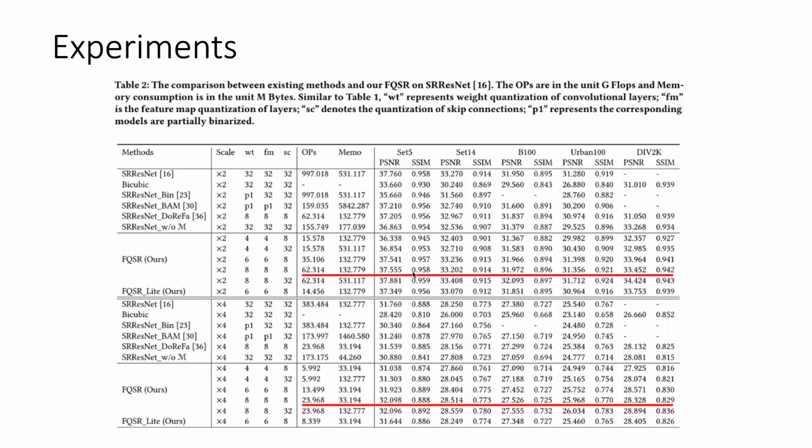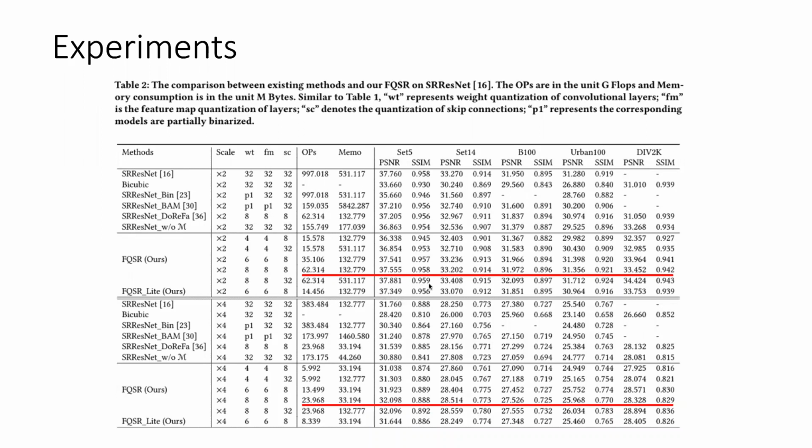And you can notice here, this model, with 8-8-8 bits of weights, feature maps, and skip connections, can already have good results comparable with the full precision models. We also developed another light version of it. For the center model, we try to use fewer layers, and it will have even fewer OPs and less memory, but have comparable results with the previous methods.